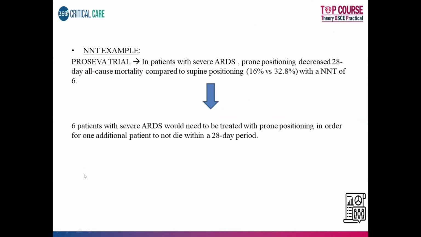Now, for example, take the PROSEVA trial. In the PROSEVA trial, they compared prone positioning in severe ARDS. In patients with severe ARDS, prone positioning decreased 28-day all-cause mortality compared to supine positioning, that is 16% versus 32.8%, with a number needed to treat of 6. What does that mean? Six patients with severe ARDS would need to be treated with prone positioning in order for one additional patient not to die within a 28-day period.